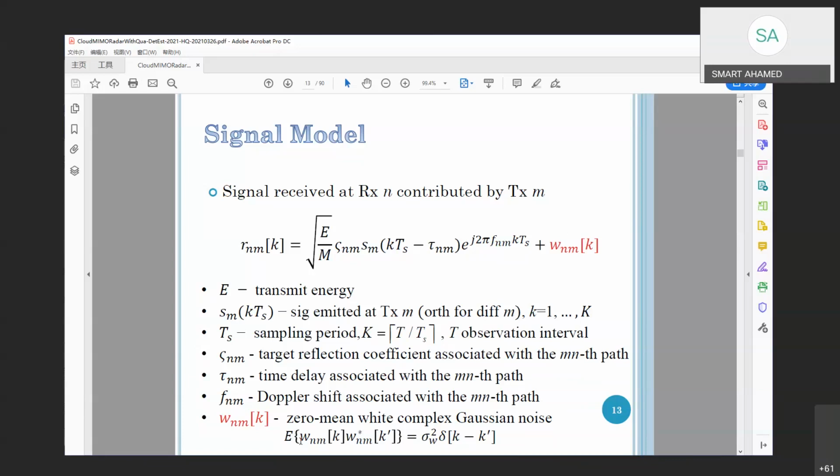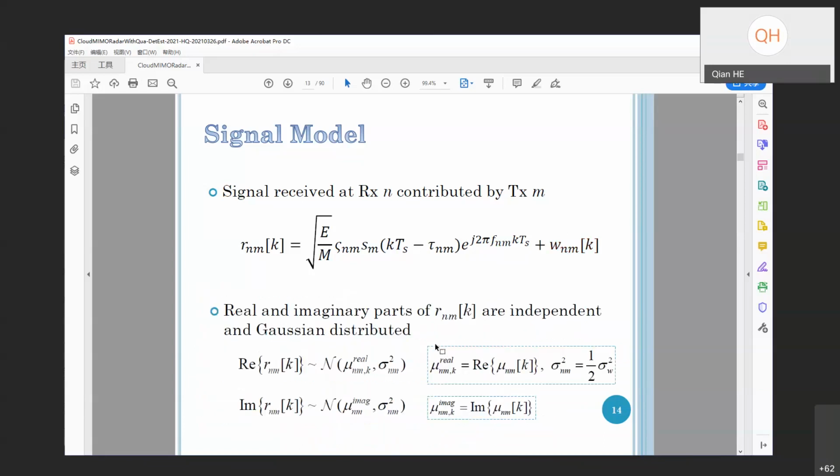So the expected value of W_mn(k) times W_n'n conjugate (k') is nonzero only when k = k', meaning they are white in time. And we also assume it's white in space, so that's why we don't have n prime here. So you must have the same transmitter-to-receiver path and the same time, otherwise you have zero noise variance.